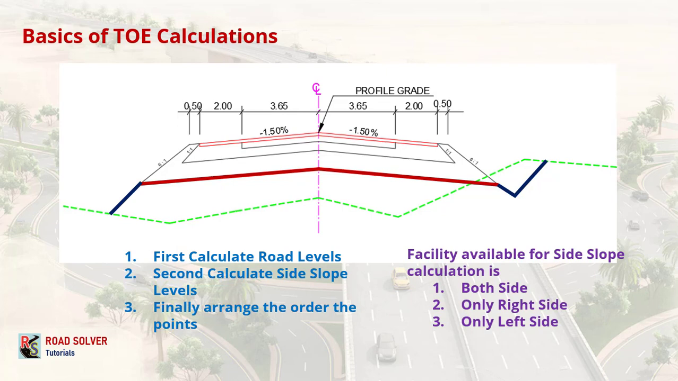For the side slope, there are three facilities available. You can calculate both sides, or only the right side, or only the left side. You can choose this option at calculation time, and the slope will be calculated based on your selection.